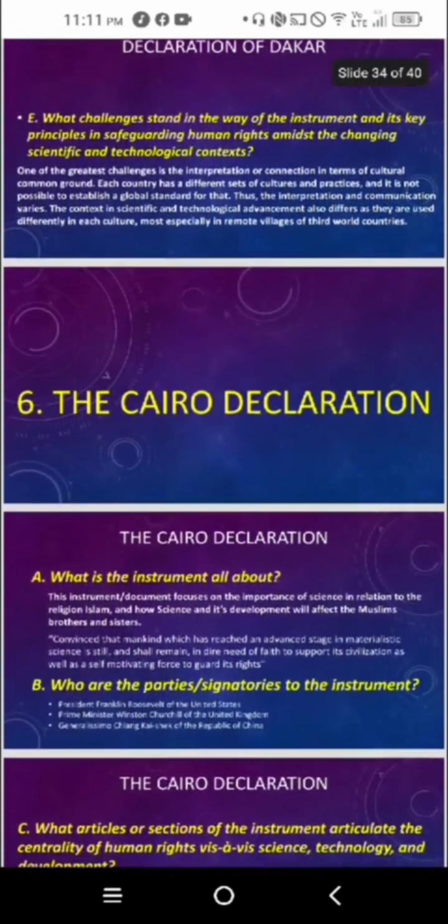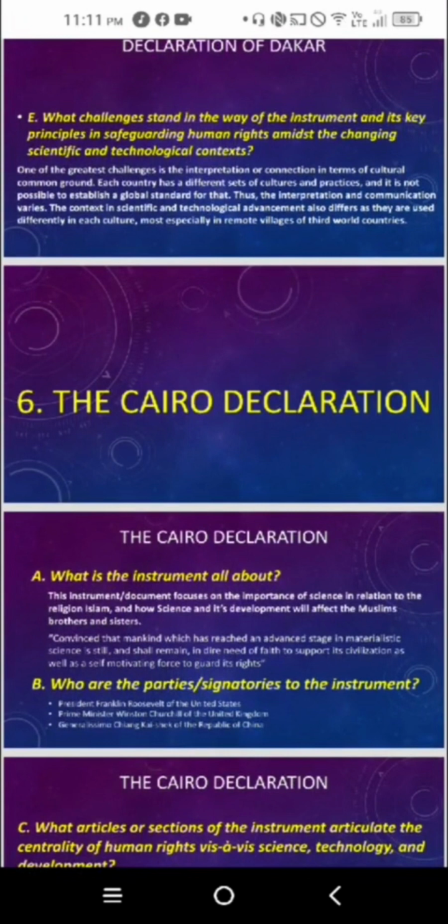What challenges stand in the way of the instrument and its key principles to safeguard human rights amidst the changing scientific and technological context? One of the greatest challenges is the interpretation or connection in terms of cultural common ground. Each country has different sets of cultures and practices, and it is not possible to establish a global standard for that. Thus, the interpretation and communication varies.